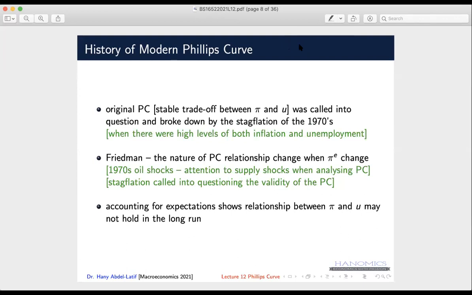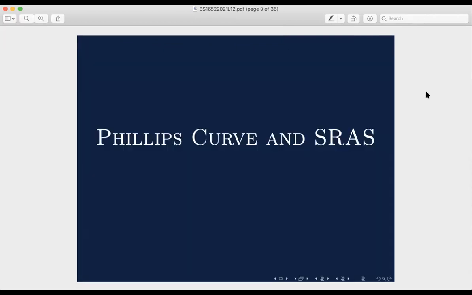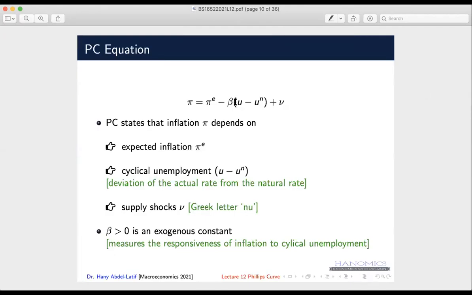This relationship had some modification afterwards, because of what happened in the 1970s, the oil price shocks. We then moved to augmenting the original Phillips curve by including expectations about inflation and also supply shocks. So this is what the Phillips curve looks like. This is not the original, this is the augmented one.